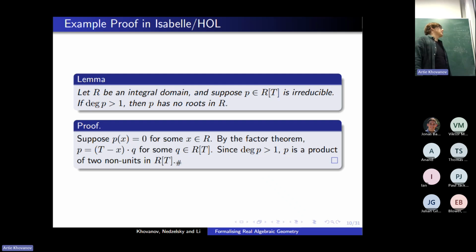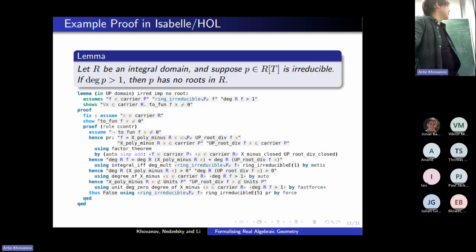By the factor theorem, P is (T minus x) times Q for some polynomial Q. Since the degree of P is greater than 1, the degree of Q has to be bigger than 0, and the degree of T minus x is 1. So P is a product of two polynomials of degree greater than 0, so it's a product of two things that aren't units. Contradiction, because it's irreducible. Here is what the same proof looks like in Isabelle.